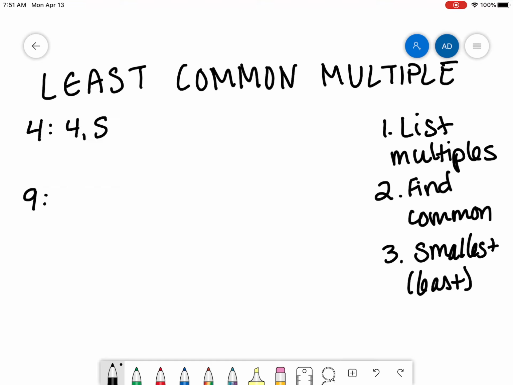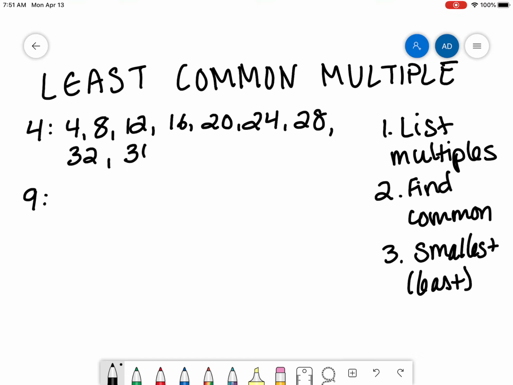4, 8, 12, 15, whoops, that's not a multiple of 4. What was I thinking? 16 is though. 20, 24, 28, 32, 36, 40. And we can go on if we need to later.